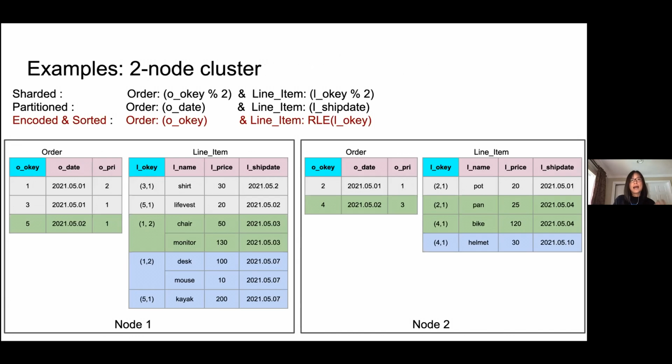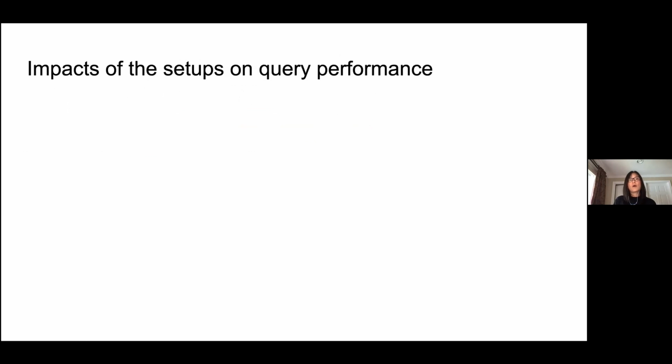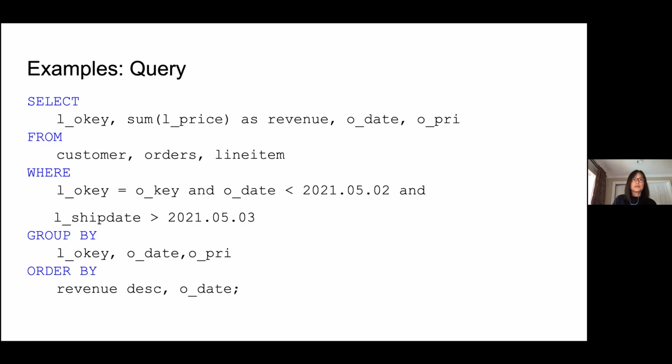With the setup we have here, we ask: what is the impact of this setup on our query performance? Let's go to a specific example of the query we want to run. This query is: I want to see the total amount of the order on a certain day and its priority. And I'm only interested in orders before May 2nd with a ship date after May 3rd.